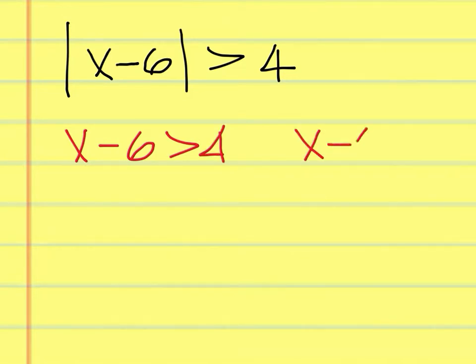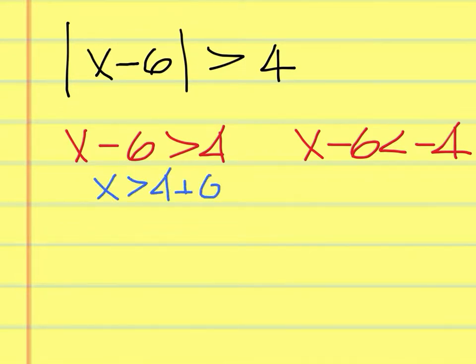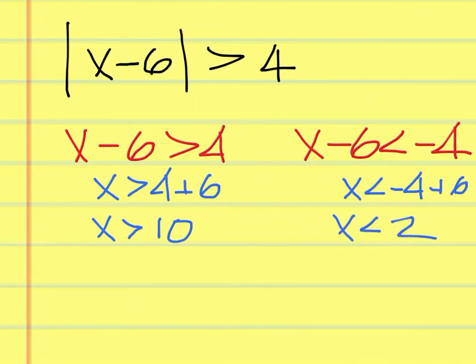To solve this, we have to write it as it appears without the brackets, and then write it as x minus 6 less than negative 4. Solve the left one to get x greater than 4 plus 6, which is going to be x greater than 10. And on the right, x less than negative 4 plus 6 is going to be x less than 2.